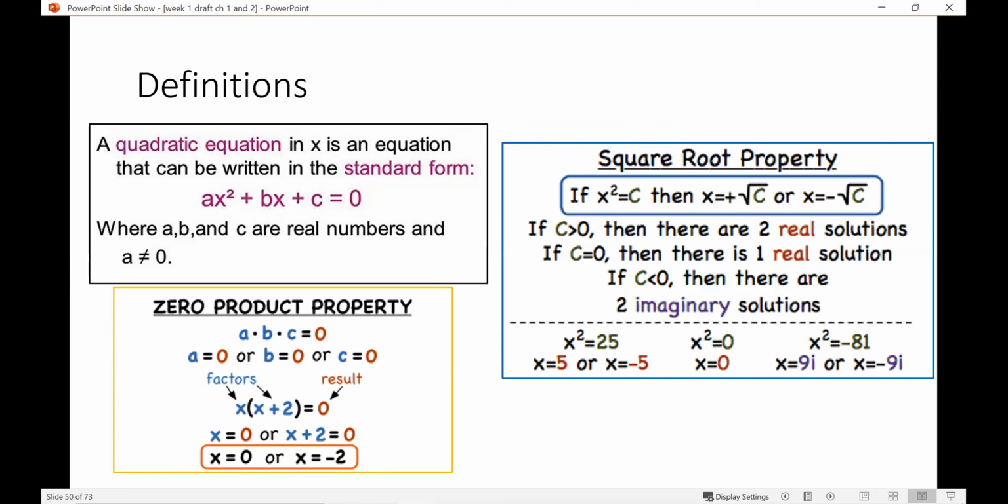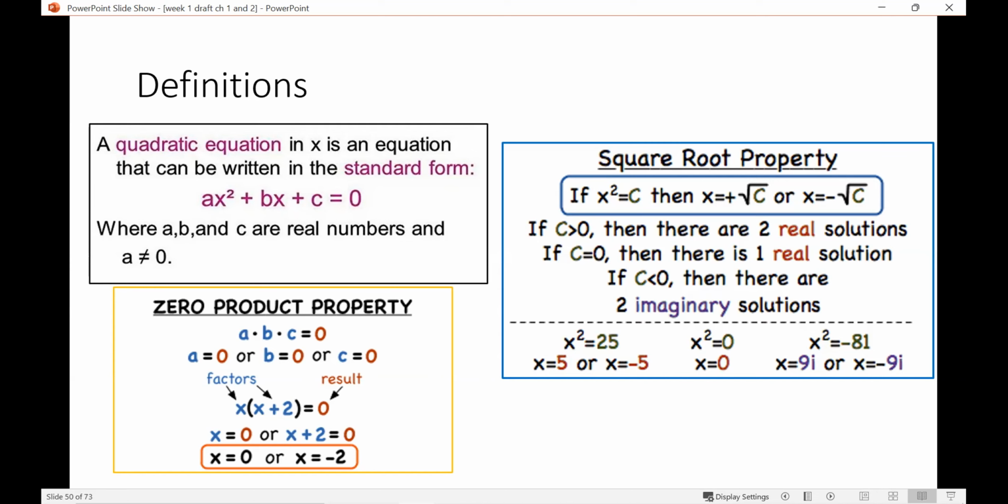Below, you see the zero product property. This is something you've probably used before to solve quadratics via factoring. The zero product property basically says if some things multiplied together equal 0, then at least one of those things is going to be 0, right? You must be multiplying by 0 to get 0.